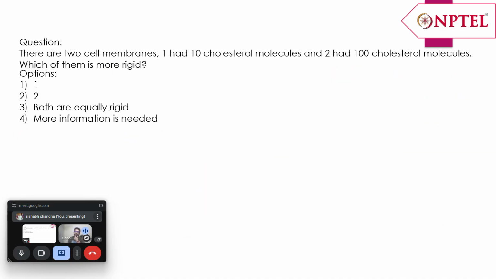So there are two cell membranes. You are given two cell membranes. One had 10 cholesterol molecules and the second one had 100 cholesterol molecules. Which of them will be more rigid? So what can be the correct answer?